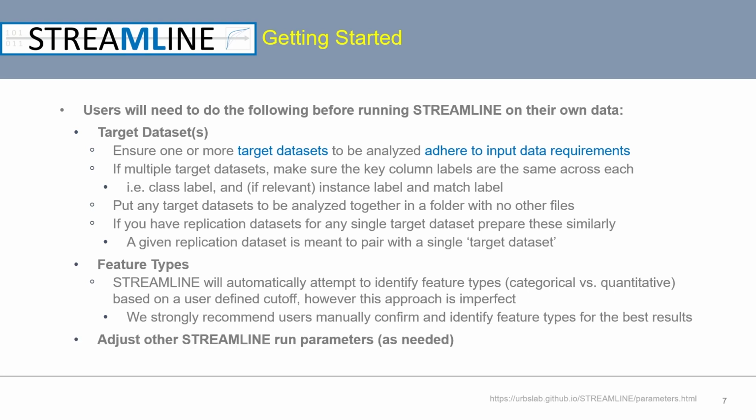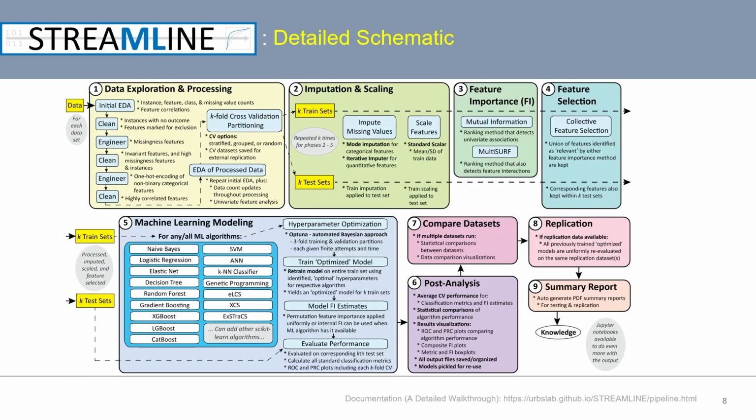And lastly, while Streamline comes with pretty reliable default run parameters, you'll want to consider adjusting Streamline run parameters as needed. Next, we're going to walk through this more detailed schematic of Streamline automated machine learning. We can see again the 9 consecutive phases that make up Streamline.